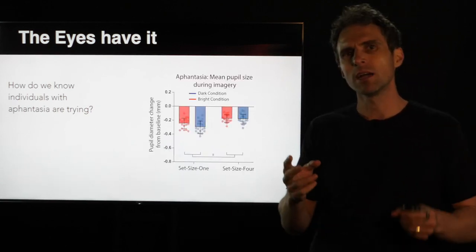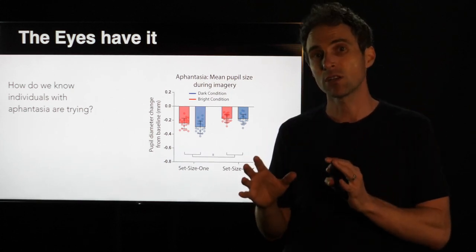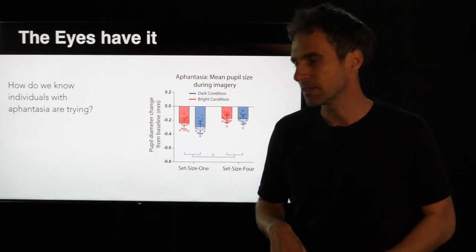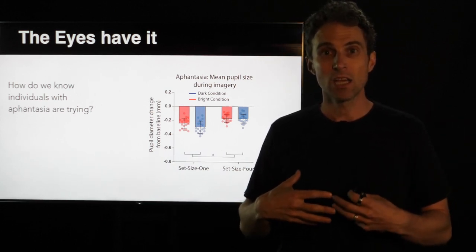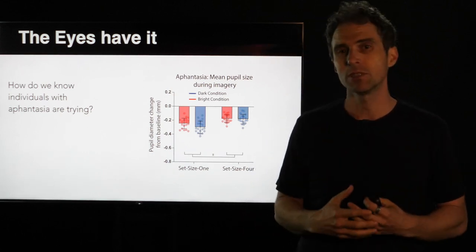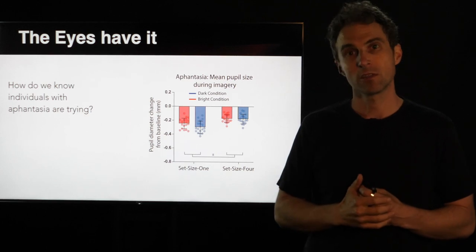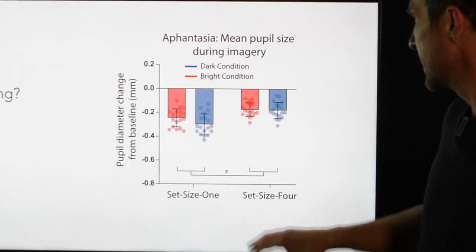So I said before, we have a condition where there's one triangle and a condition where there's 4 triangles, so different set sizes. And we know from other literature and lots of other papers that when cognitive load is greater, when you're trying harder to do something, your pupil responds to that cognitive load, to effort, if you like. That's exactly what we're seeing here.